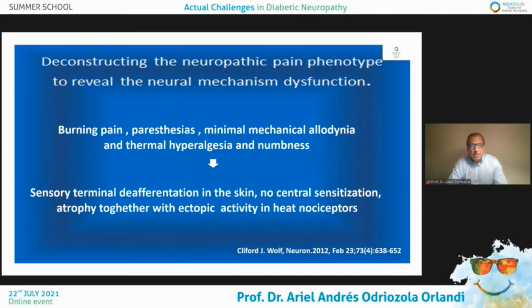Here we can see the deconstruction of the neuropathic pain phenotype to reveal the neural mechanism dysfunction. We have two different pictures. One is burning pain, paresthesias, minimal mechanical allodynia, thermal hypoalgesia and numbness. These are produced by sensory terminal degeneration in the skin, no central sensitization, atrophy together with ectopic activity in nociceptors. These are the alterations that produce this clinical picture.